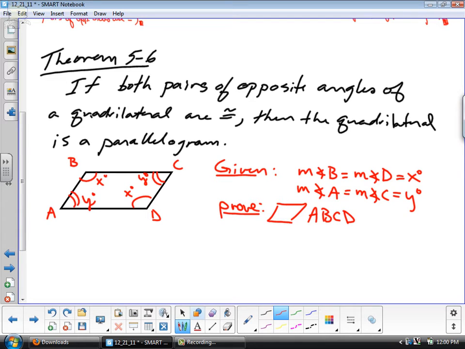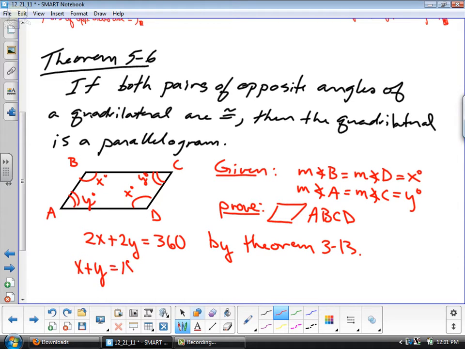What do we know about the angles of a quadrilateral? What do they add up to? 360. Yes. So adding these angles gives me 2x plus 2y equals 360. That's because of theorem 3-13, which says you can take the number of sides minus 2, times 180, to get the sum of the interior angles. If I divide everything by 2, this gives me x plus y equals 180.